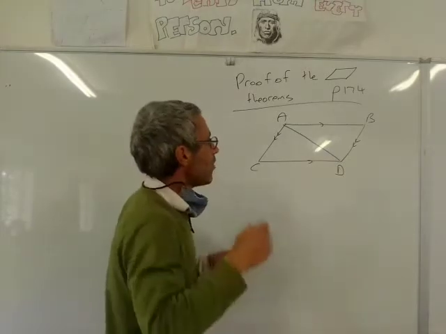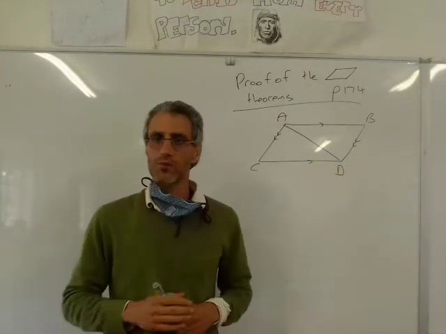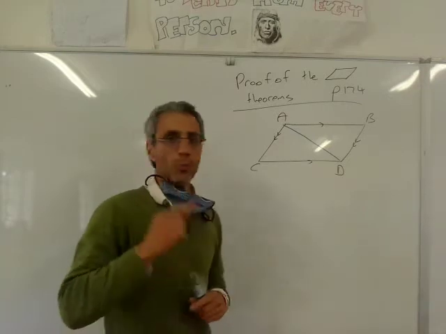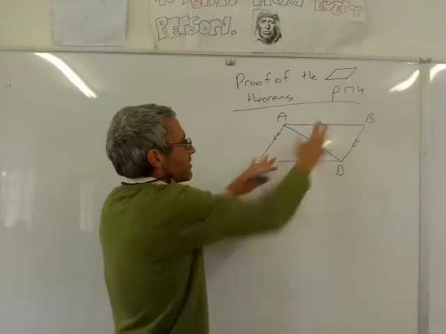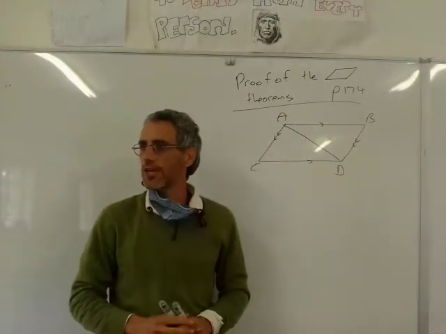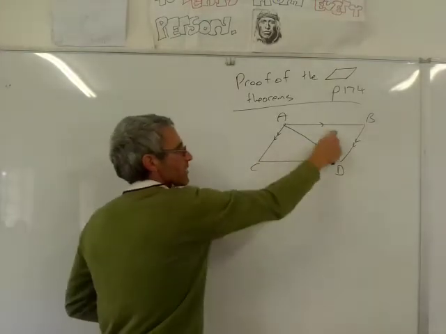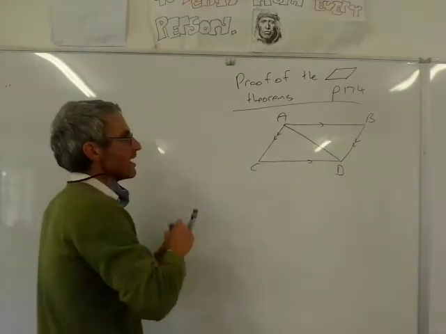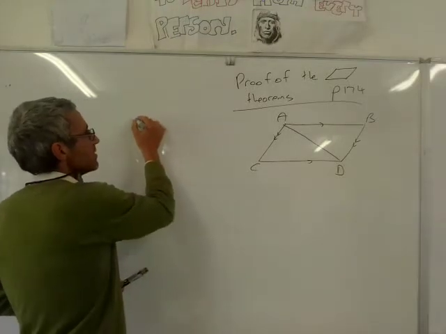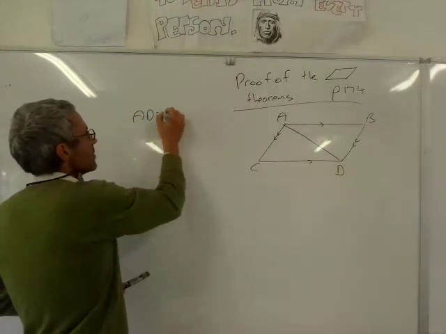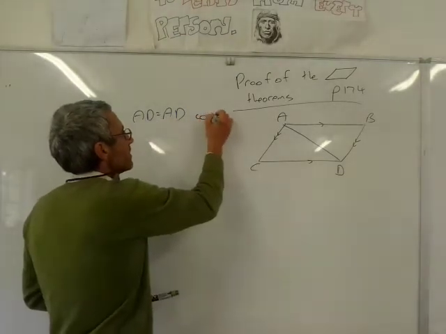Okay? Now, the basis of all these proofs, there are 3 of those theorems that we're going to prove, is to prove congruency of triangles. So we've got 2 triangles, and they look identical. Okay? Now we know one side which is equal between these 2 triangles, which is AD equal to AD, right? AD obviously equal to itself. It's a common side. Okay?